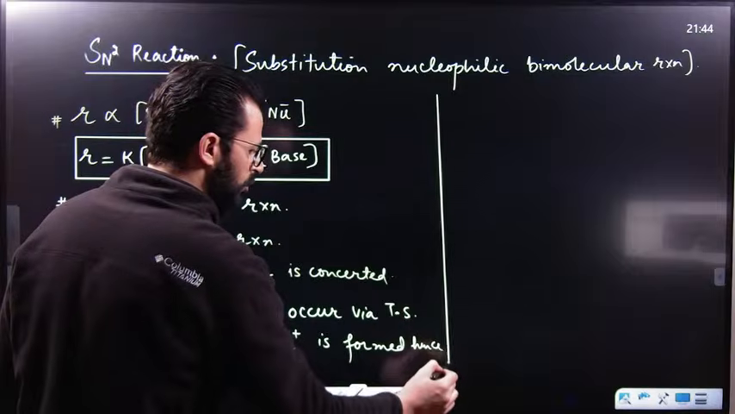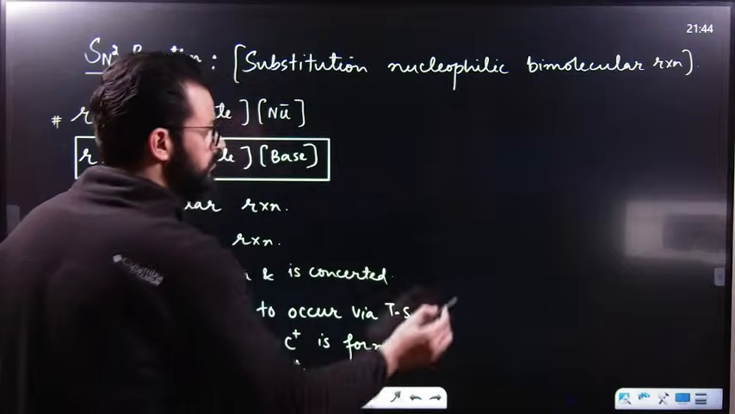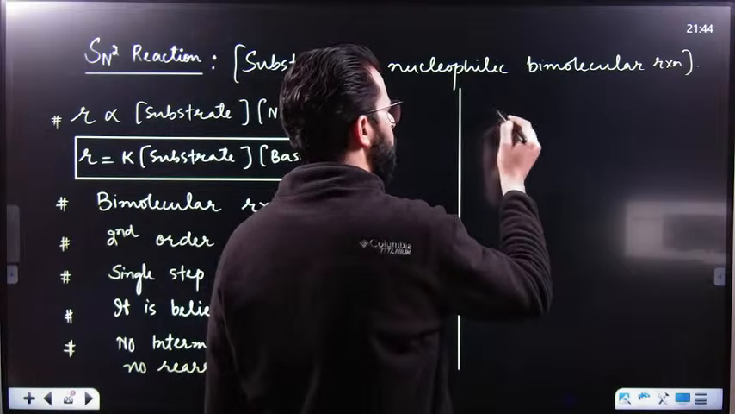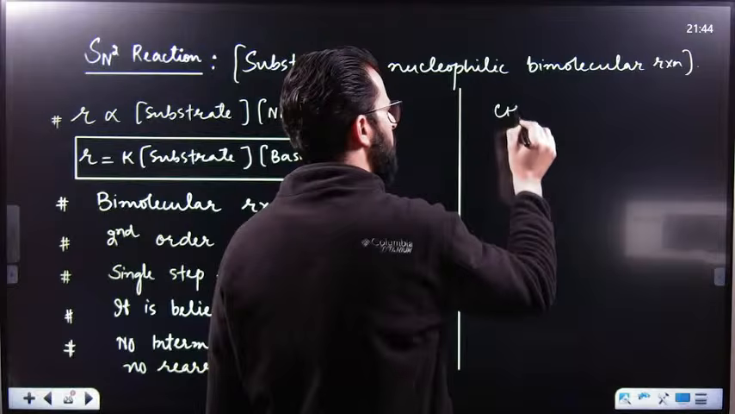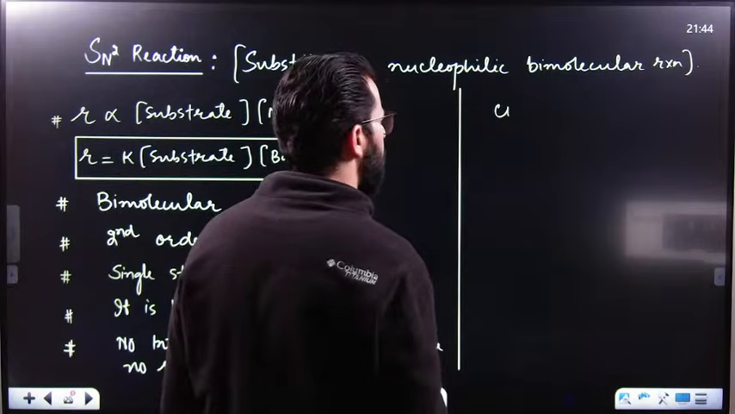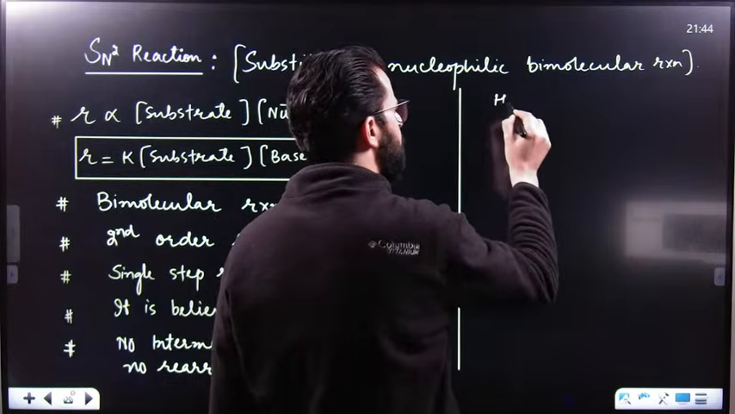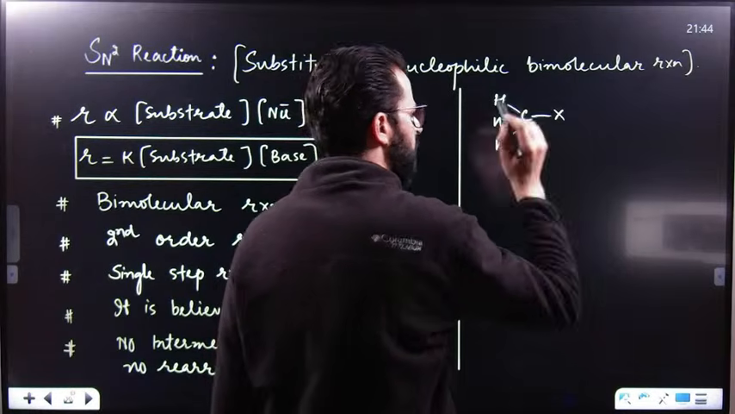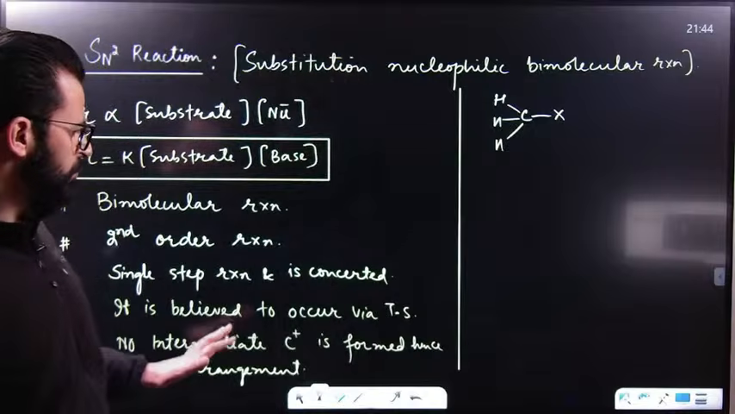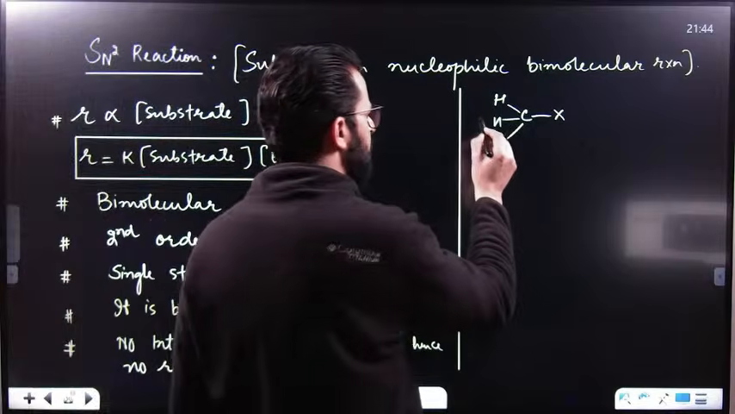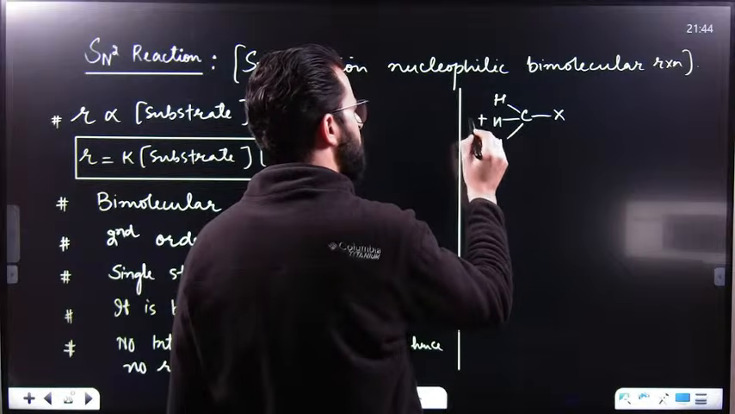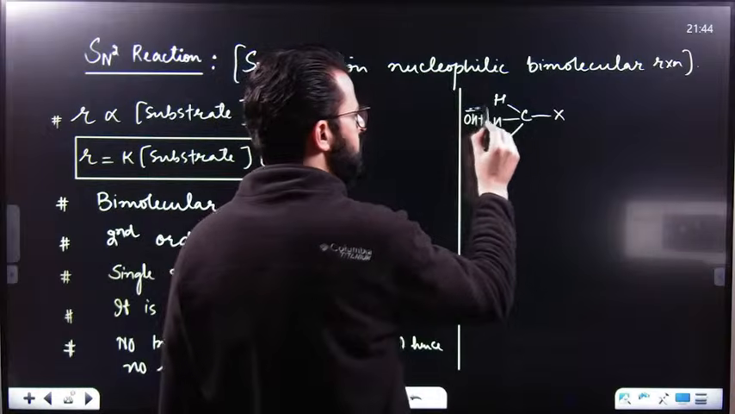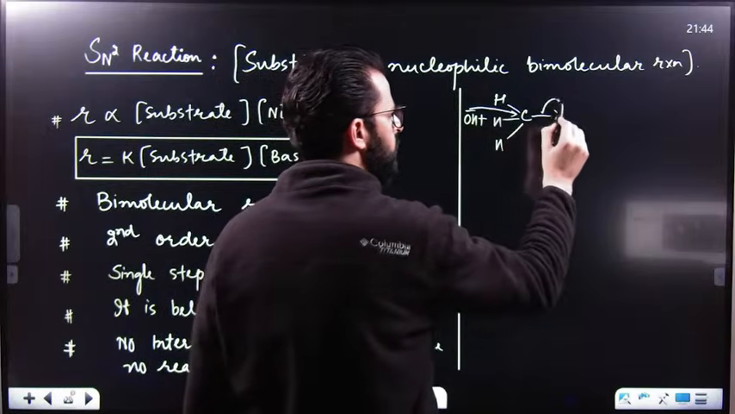Now have a look. For example, if you have a structure like CH3X, I will write it like this. This is H, this is C, this is H, and this is X. This is CH3X. Now, in one step, the nucleophile will simply attack. Let us say, for example, the nucleophile is OH minus. This nucleophile will attack from the backside, and this X minus will leave.